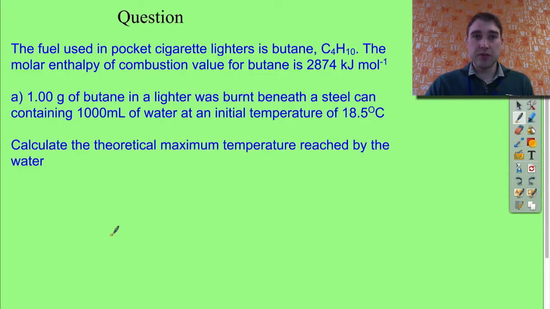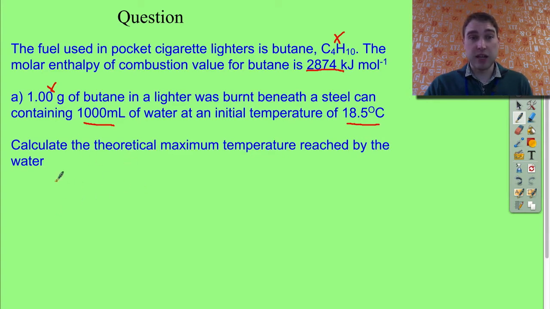So let's do this question now. We've got a second question. Again, I'm going to highlight the important bits. We've got butane there. We're given the delta H value. We're given the mass of butane that's burnt. We're given the amount of water that we're heating up. And we're given the initial temperature. In this case, what we're trying to find is the maximum temperature that can be reached by the water rather than the delta H value.